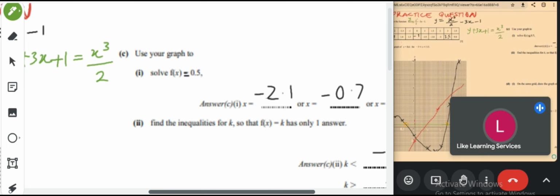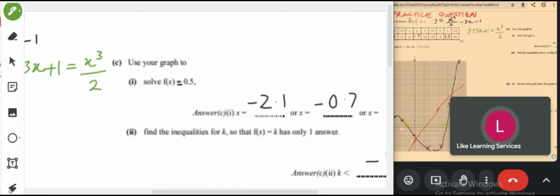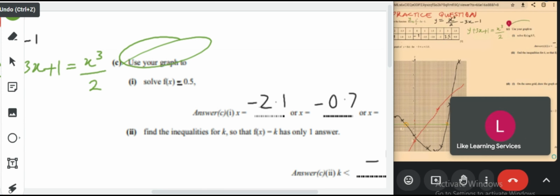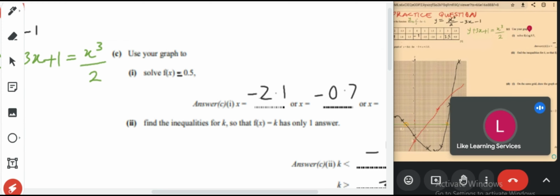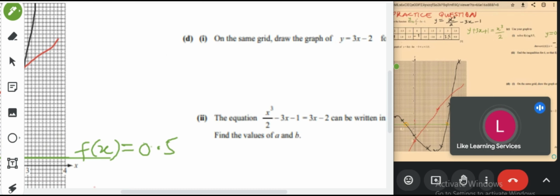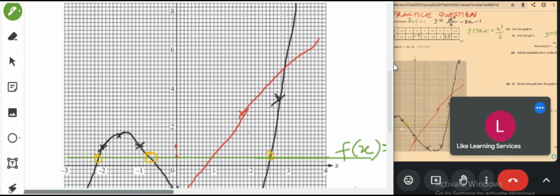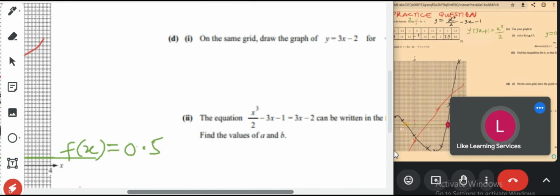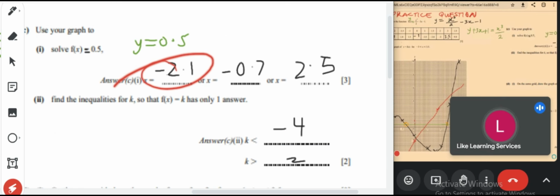Okay, and the first question says you should use your graph to solve this, which you have done. F of x equal to 0.5. You said it is y equal to 0.5, right? And we drew a line of y equal to 0.5 on the graph, and we picked the points where it crossed the graph. Minus 2.1 thereabout, minus 0.7, and then 2.5. Okay, we've gotten that.